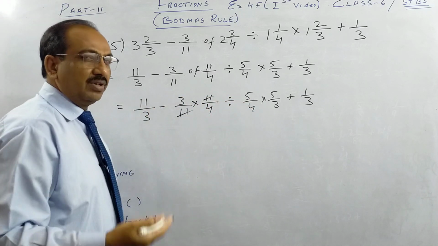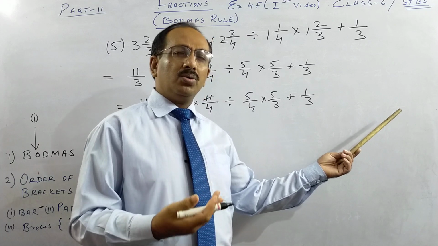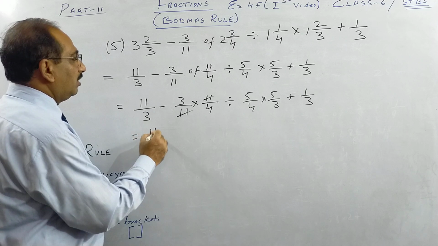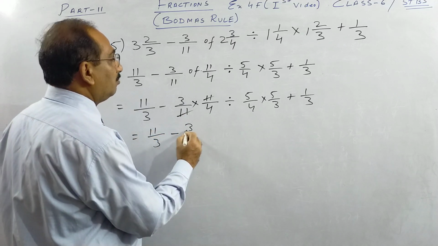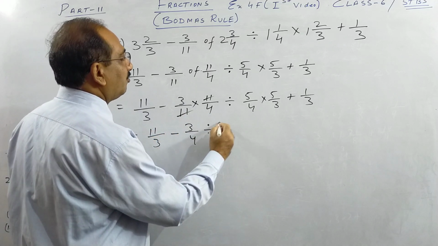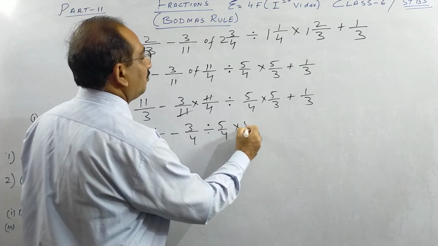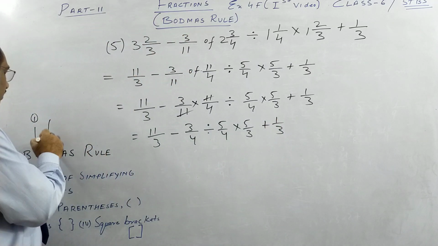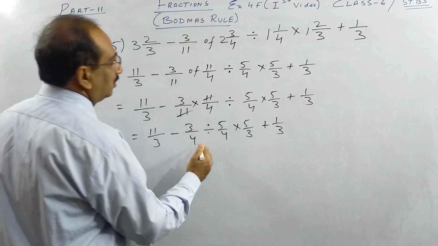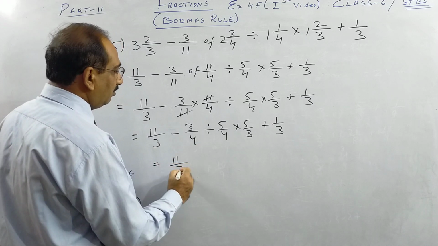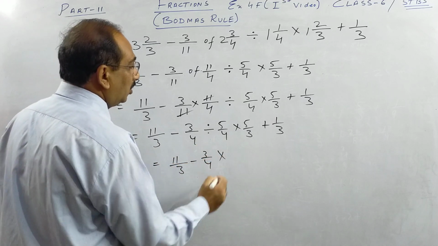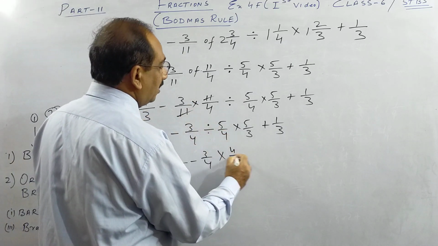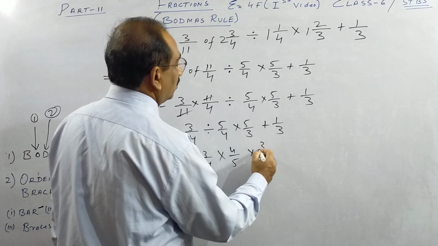We can see in the bracket how we write it; see the solved example of the book. So removing of, next is 11 by 3 minus 3 by 4 divided by 5 by 4 into 5 by 3 plus 1 by 3. My next operation, if you see, is division. This part, 11 by 3 minus 3 by 4. You know, when division becomes multiplication, denominator goes up and numerator comes down.